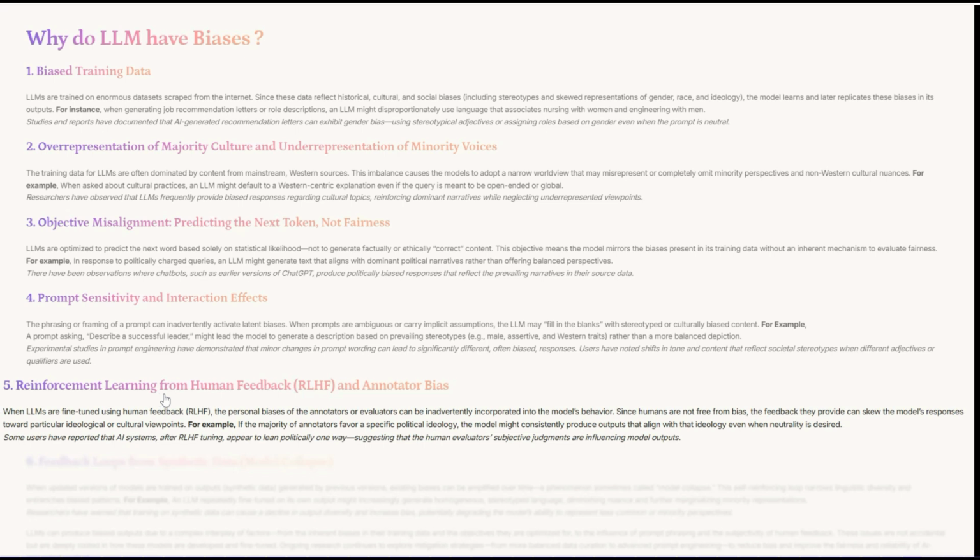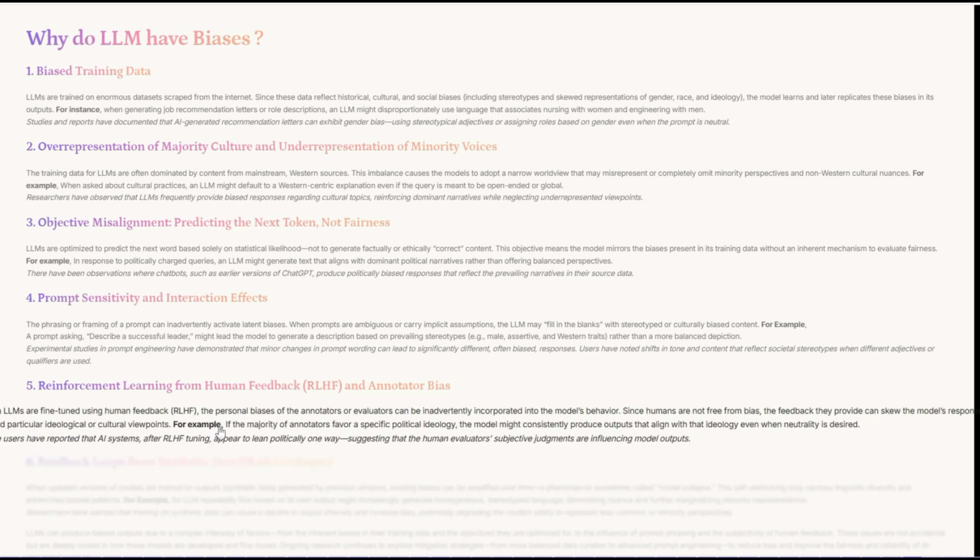Fifth could be due to reinforcement learning from human feedback, RLHF, and annotator bias. When LLMs are fine-tuned using human feedback, the personal biases of the annotators or evaluators can be inadvertently incorporated into the model's behavior. Since humans are not free from bias, the feedback they provide can skew the model's responses toward particular ideological or cultural viewpoints.